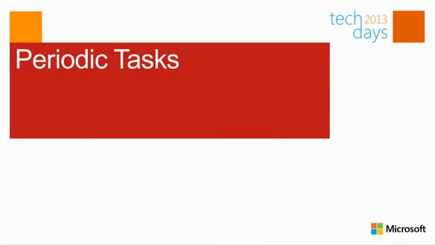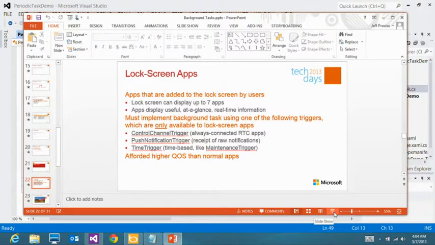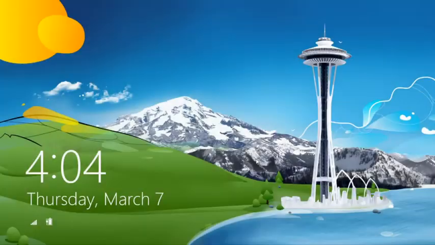So the periodic task is simple to do once you know about the maintenance trigger. What we haven't talked about yet are the special things that lock screen apps can do. Now, do you know what a lock screen app is? Let's do this. If you don't know what a lock screen app is, I'm going to lock my screen here. I assume the projector's still going to work. Yeah, this is the lock screen in Windows 8.